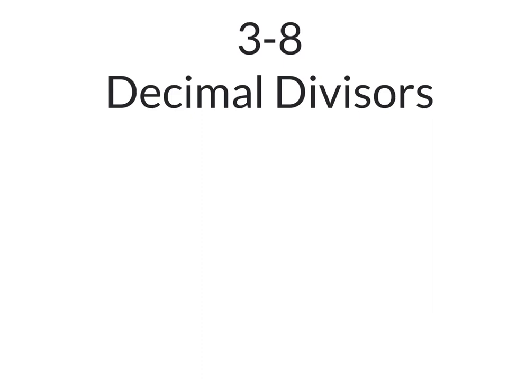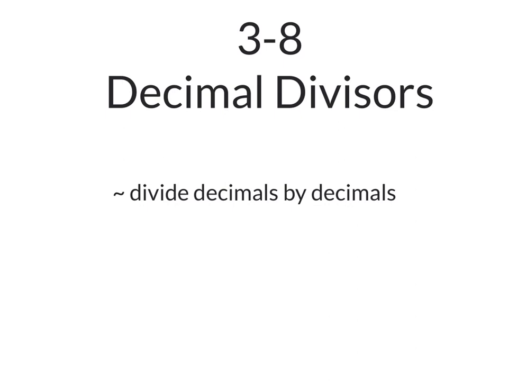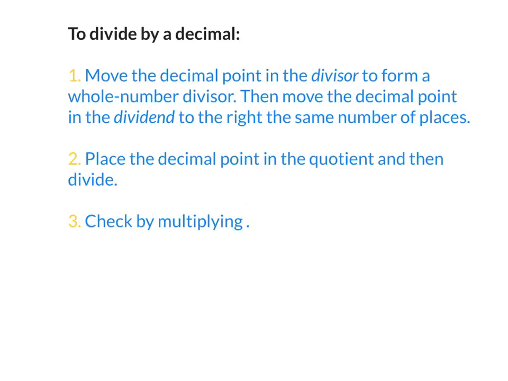Lesson 3-8, Decimal Divisors. By the end of today's lesson, you will be able to divide decimals by decimals. To divide by a decimal, first, move the decimal point in the divisor to form a whole number divisor. Then move the decimal point in the dividend to the right the same number of places. Second, place the decimal point in the quotient and then divide. And third, check by multiplying.